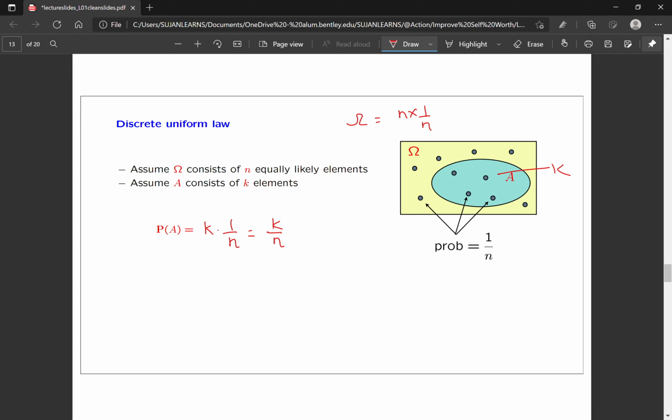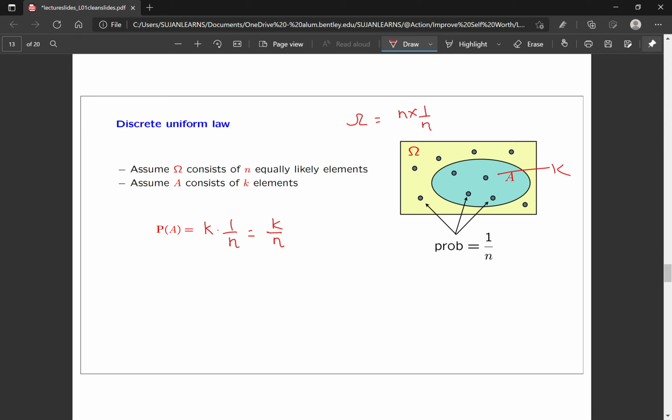From this equation, what we see is that k is the number of elements inside event A, while n is the number of elements in the whole sample space. What we are doing here is just counting the number of elements inside event A and the number of elements in the whole sample space. So therefore, counting is a really important skill we need to have.